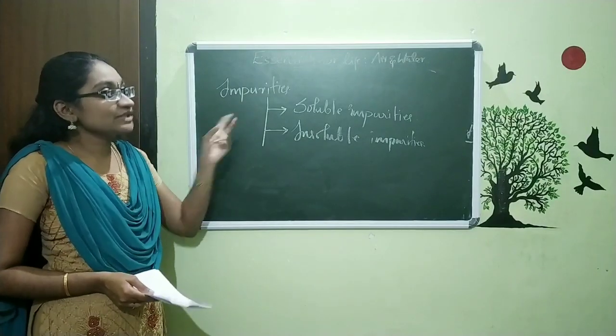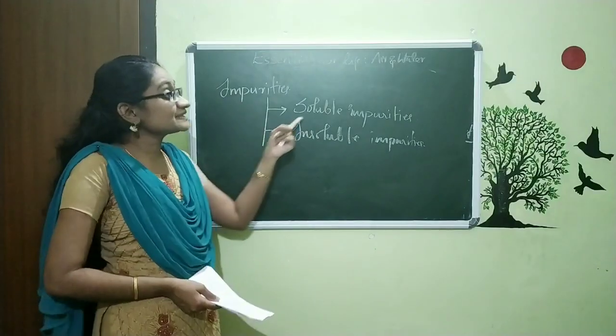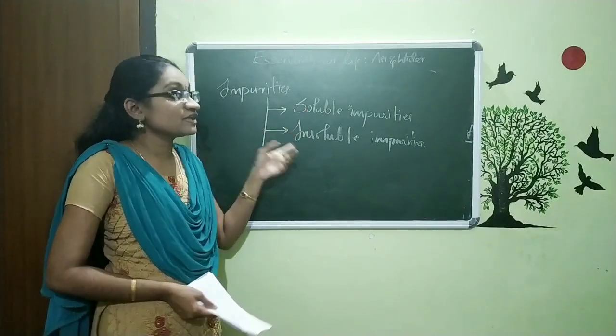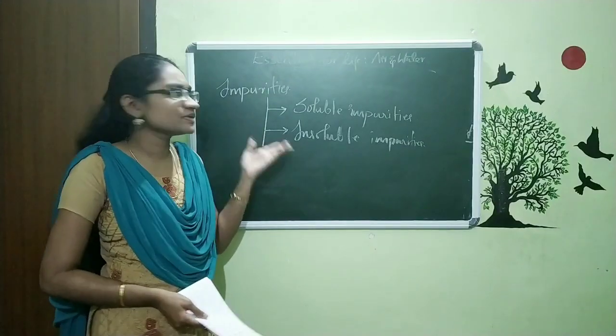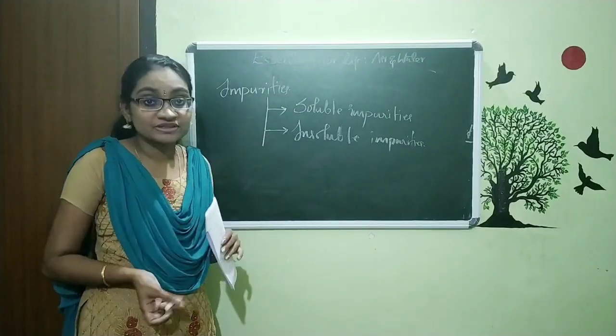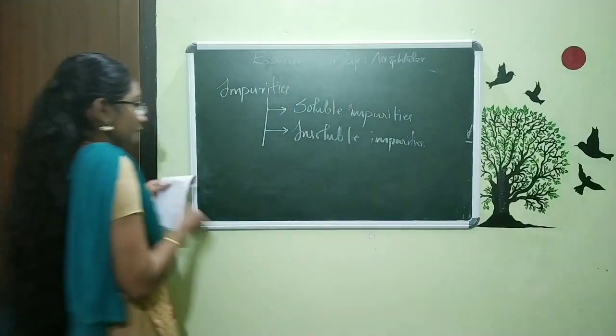Here we can say two types of impurities are there, and we are only studying these two types. One is soluble impurities and the second one is insoluble impurities. Now the question is: what are soluble impurities and what are insoluble impurities? Now we are going to discuss that. First we can study the soluble impurities.